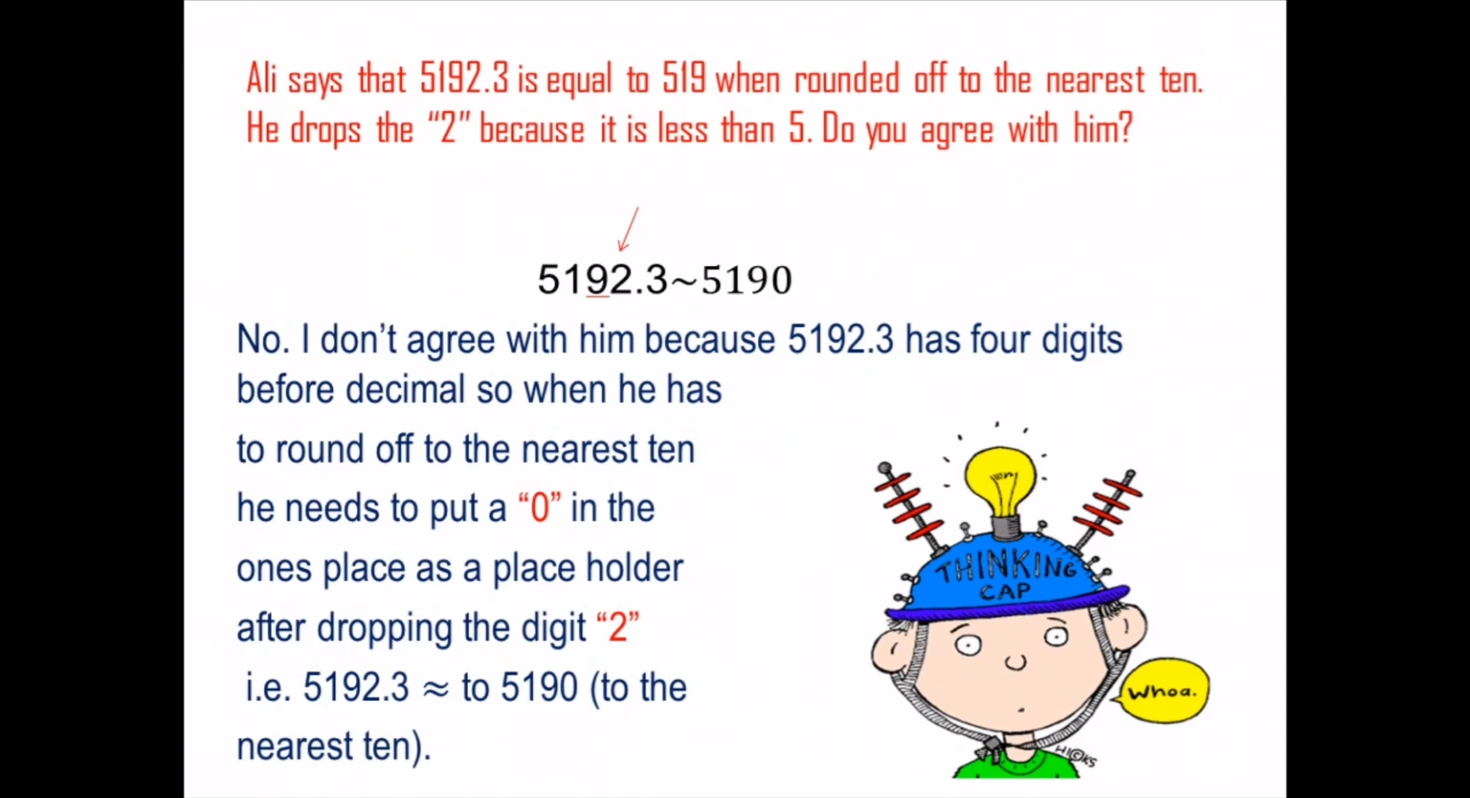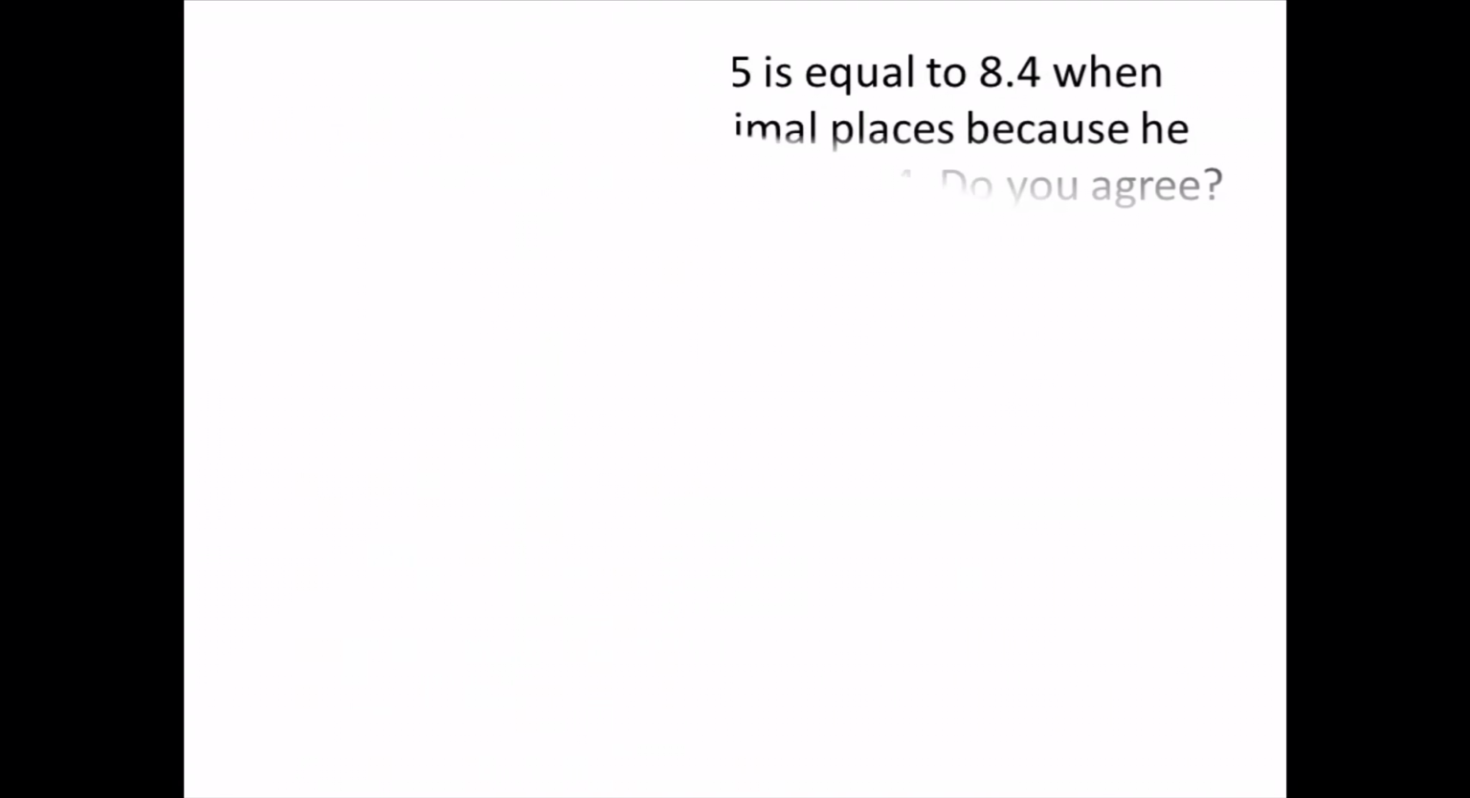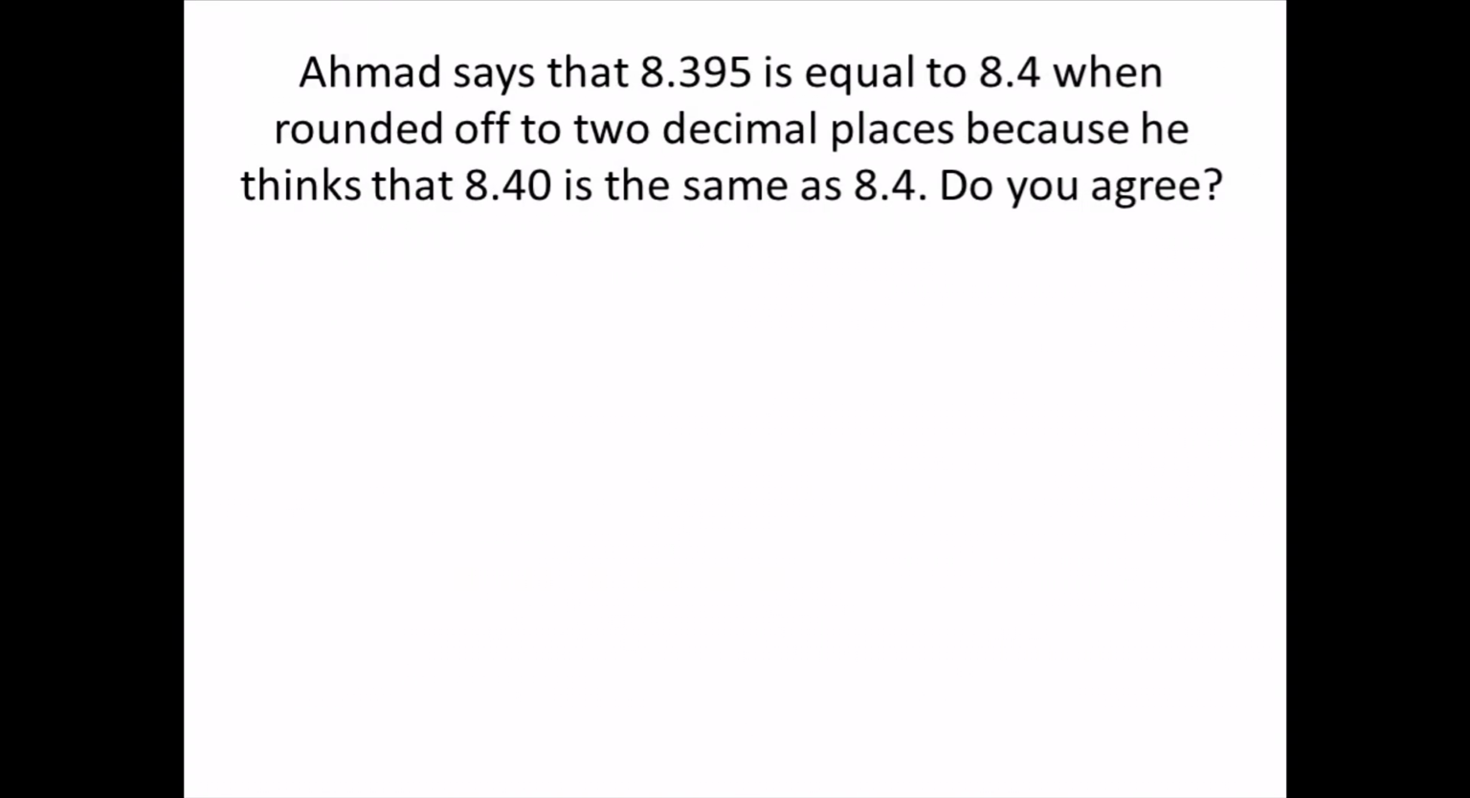My second question is, Ahmed says that 8.395 is equal to 8.4 when rounded off to 2 decimal places, because he thinks that 8.40 is the same as 8.4. Do you agree? Yes, I agree that 8.40 is the same as 8.4, but in this question we have to round off to 2 decimal places, so the answer should have 2 decimal places. In 8.395, our second decimal place is 9 and we have to select 9 and we have to check 5, the third number after the decimal.